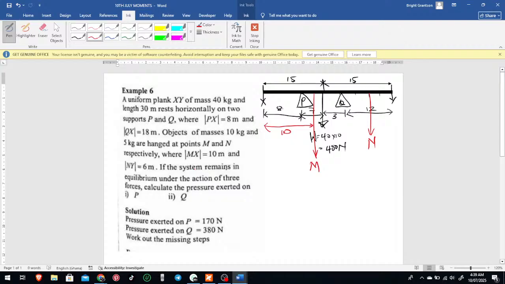So if the system remains in equilibrium under the action of these three forces, calculate the pressure exerted on P and Q. Calculate the pressure exerted on P and Q. That's what I may not understand when it's here. Yes. But he gave the masses for M and N. Yes, 10 kilograms and 5 kilograms. Okay, so this becomes 100 newtons, and here becomes 50 newtons.